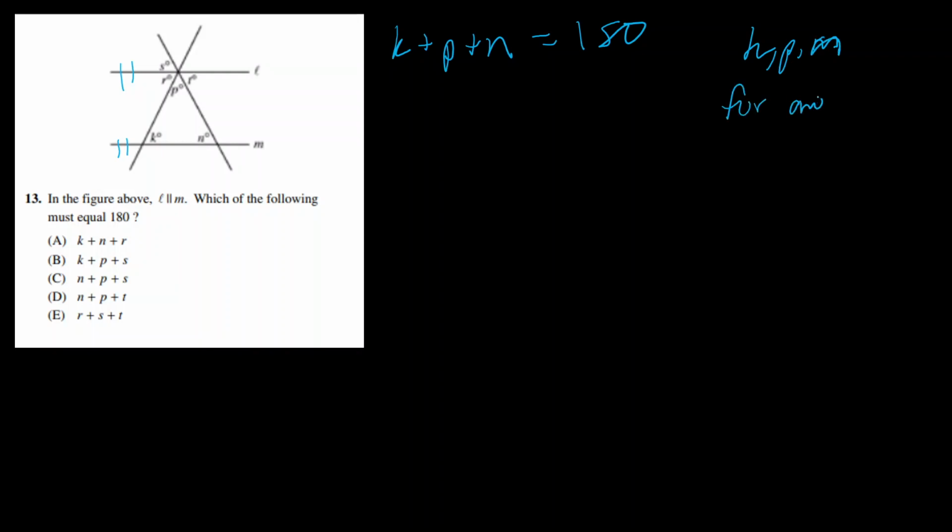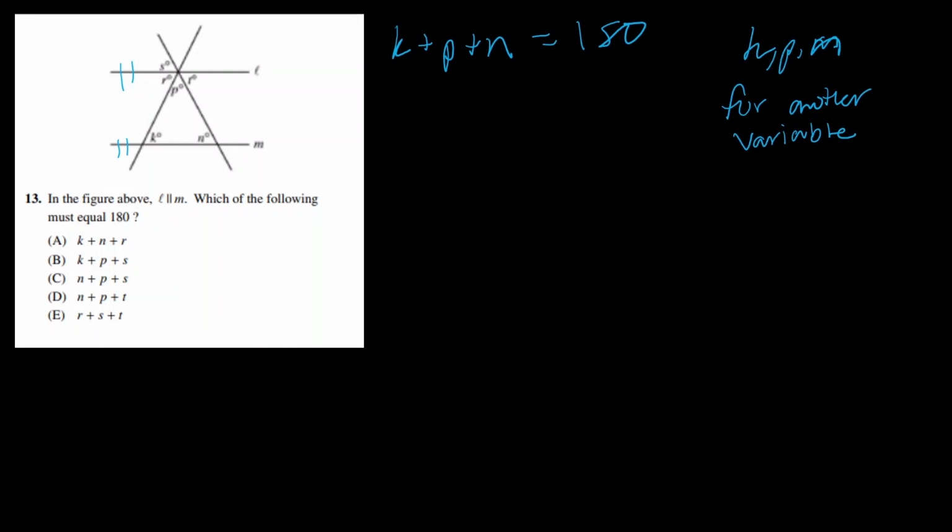Oops, wrong way. In the figure above, which of the following must be equal to 180? Okay, we know these two lines are parallel, L and M. One thing I know about the inside of a triangle is that the sum of its angles is 180. So I know that K plus P plus N equals 180. Now let me make sure that's not an answer choice. Nope, I don't see it anywhere. But if I can just sub out K, P, or N for another variable that would make one of these answer choices, then I know I'm all good.